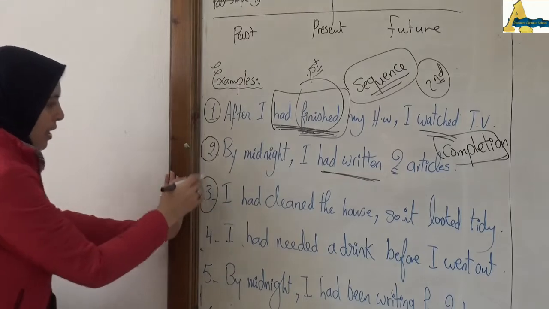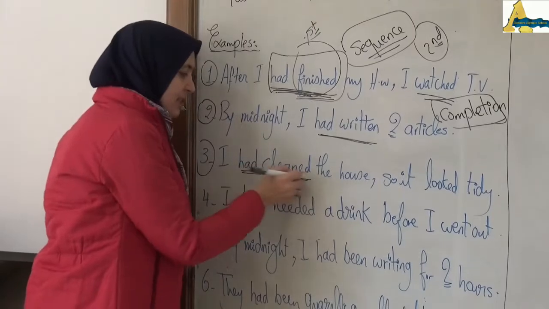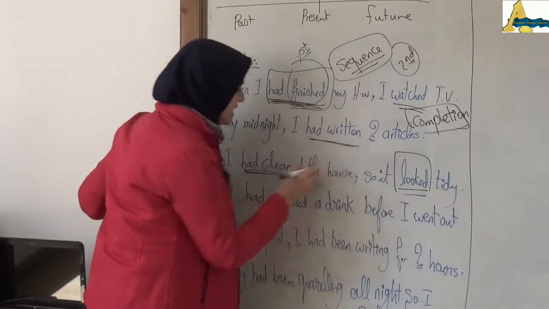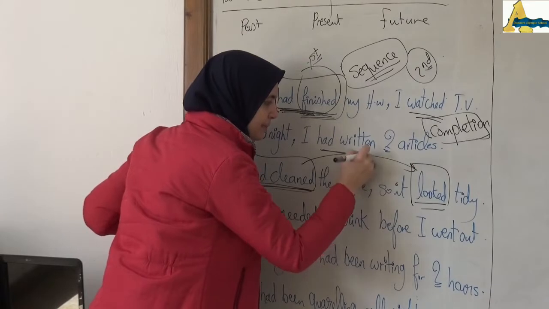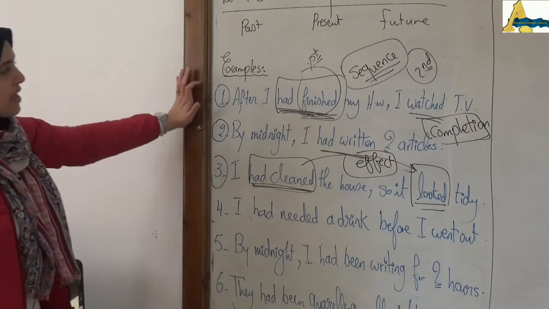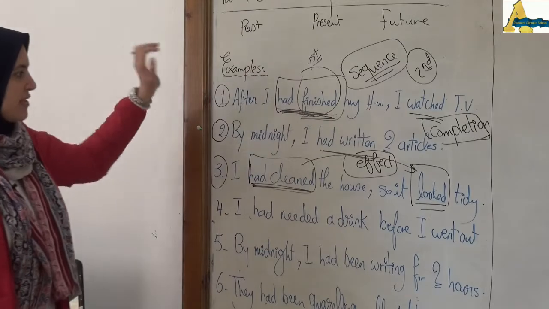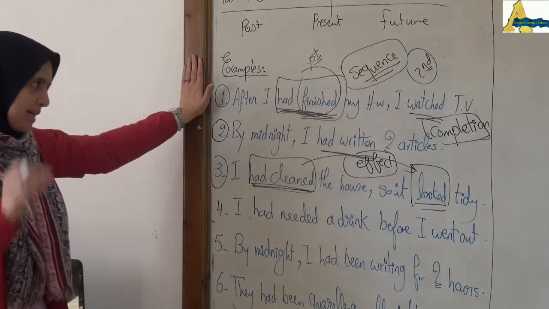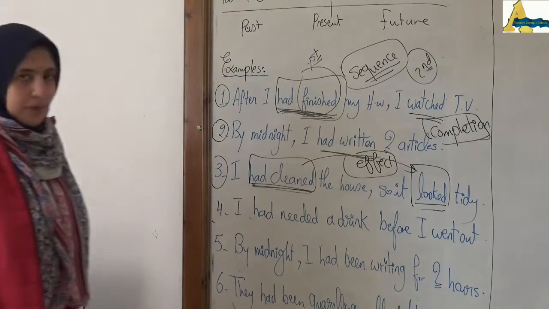For number 3, I had cleaned the house so it looked tidy. I had cleaned, this is the first action. What happened? It looked tidy. So this is the effect of the first action. The first action is cleaning the house. The effect of it, it looked tidy. So I use the past perfect to express the sequence of 2 events that happened in the past, to focus on the completion of the action that happened in the past before a specific time, and to focus on the effect. And the effect as well is in the past.